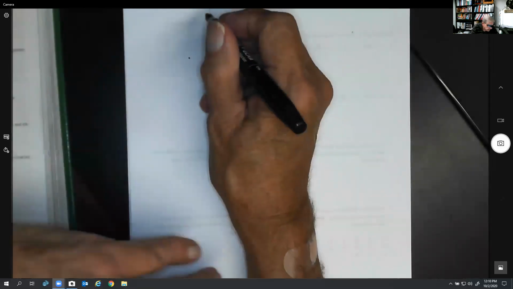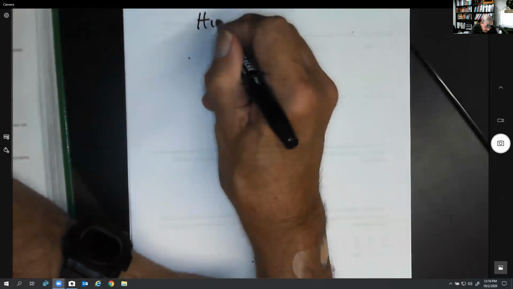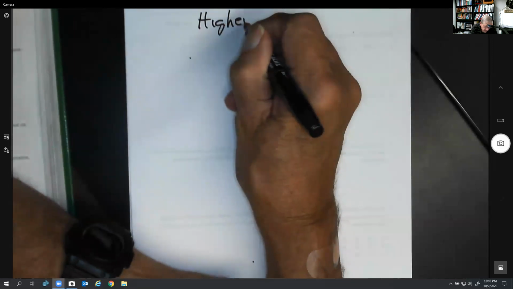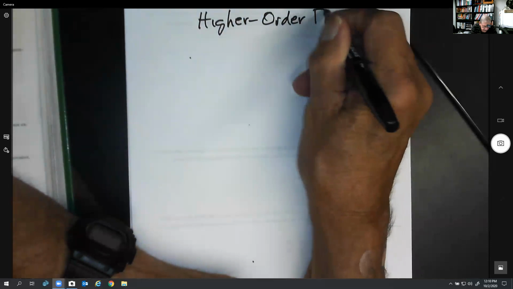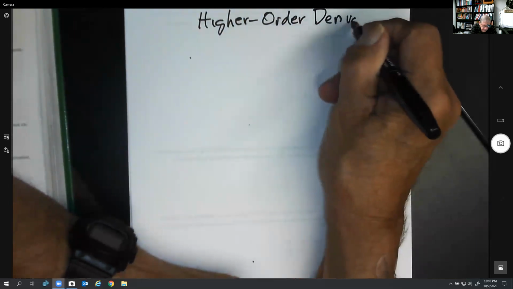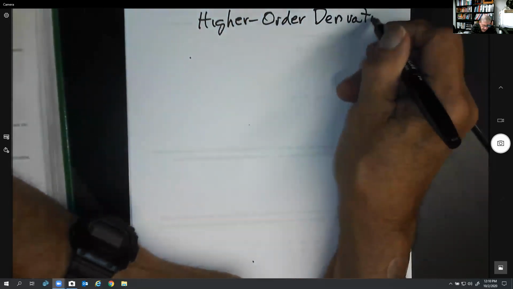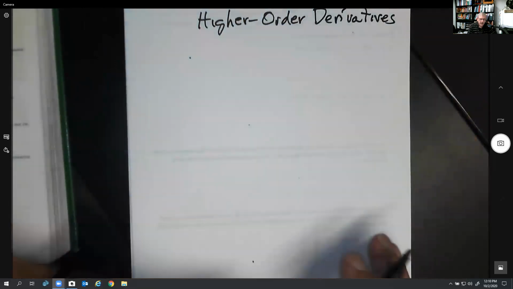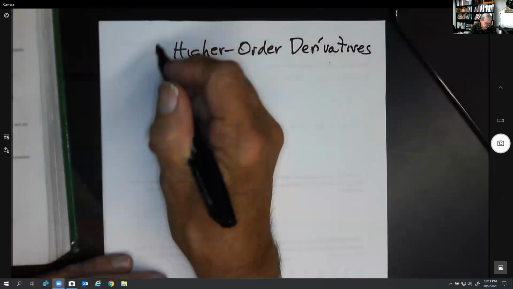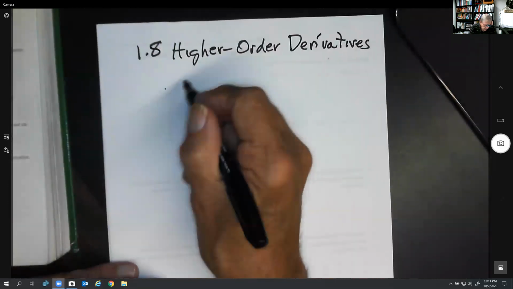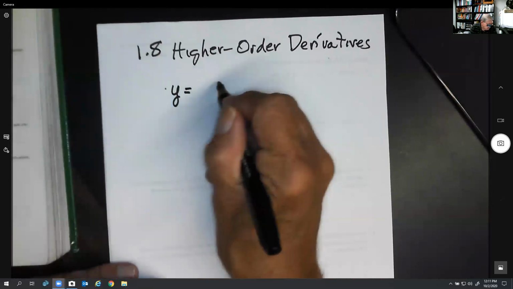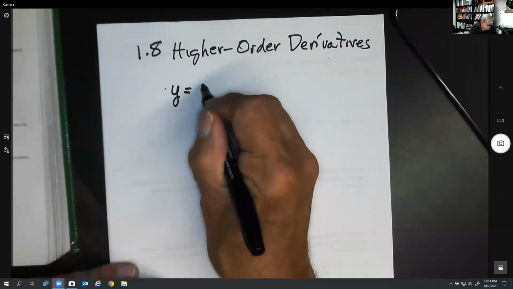And now we're going to look at higher order derivatives. Okay? So this is 1.8. And one thing about higher order derivatives is they're not quite as hard as what you've been doing. They can get difficult. We can always take a math problem and make it impossible, you know. But what we're going to do is just try to make it as basic as we can. So let's start out with a problem here. This is the one in the book.